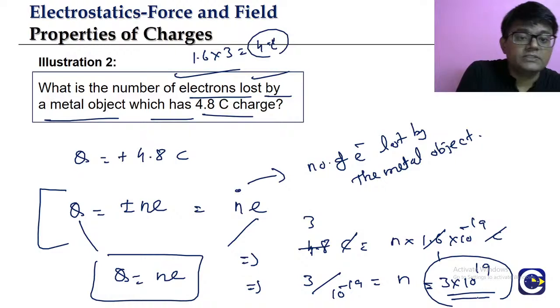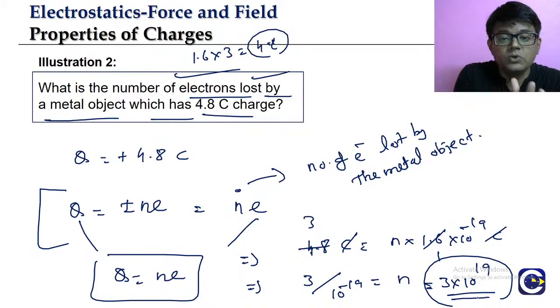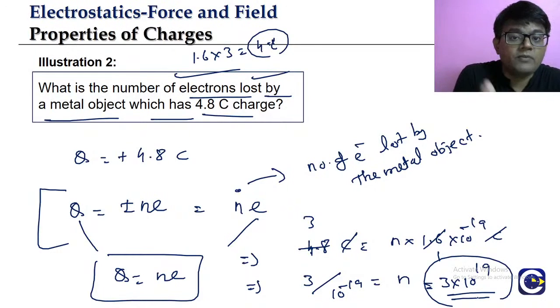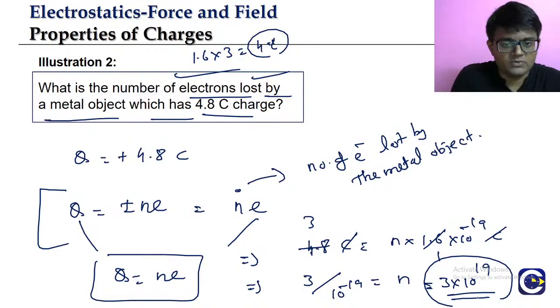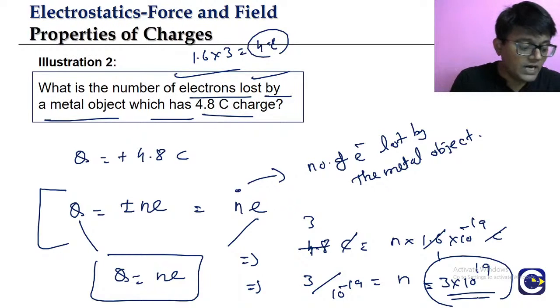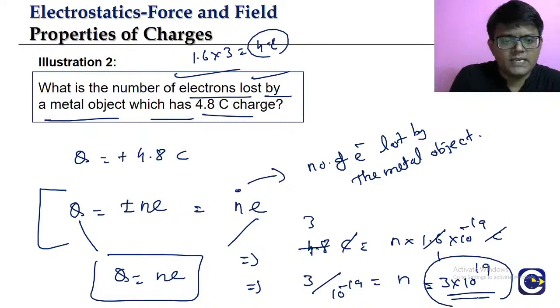பாருங்க, just for that 4.8 coulomb charge, how many electrons is the metal object losing? It is losing 3 into 10 power 19, which means after 3 we get 19 zeros. அத்தனை number of electrons it must be losing. Since the charge of one single electron is very small, to obtain charge in the range of coulombs we require exchange of a large number of electrons. Okay, அடுத்த question போலாமா? This question is based upon the quantization of the charge.